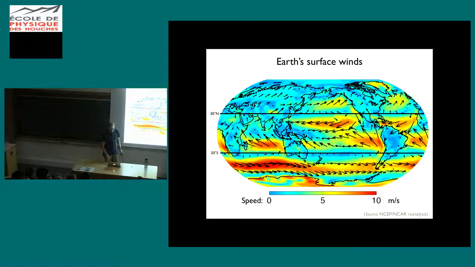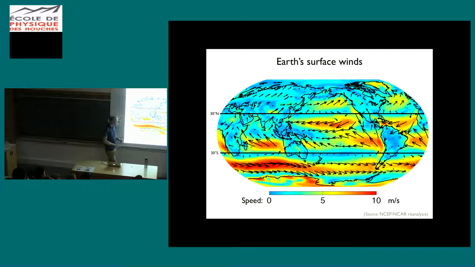And the colors show the wind speed. So it's just the absolute value of the wind in the mean, somewhere around 10 meters per second. And the vectors show the direction and the strength of the wind. And you can see a couple things right away. So A, you have pretty strong winds over the Southern Ocean.